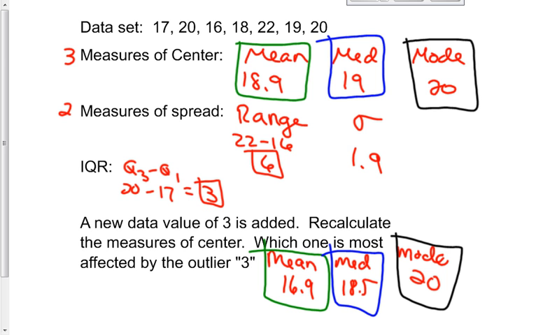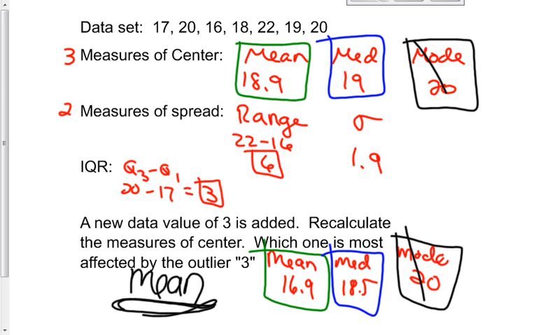Which one is most affected by putting in an outlier, a number way far away from the rest of the data? Well, the mode is the exact same thing, so that one's not affected at all. The median only changed by half, but the mean was much more of a difference. So this question, which measure of center is most affected by an outlier? This answer is pretty much always the mean. Your mean is always most affected when you're adding in a new value. It's called an outlier. That's a number that's way far away from the rest of the data values.